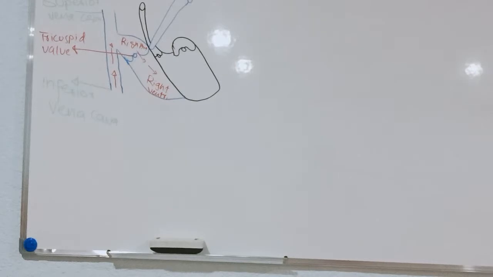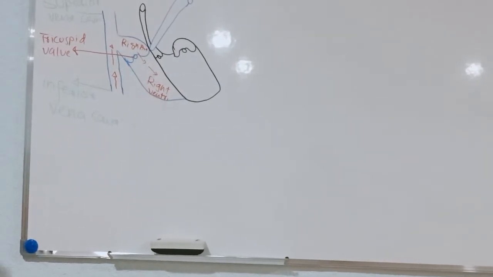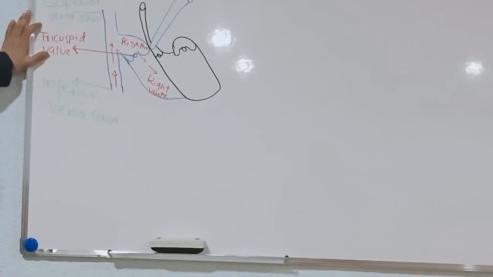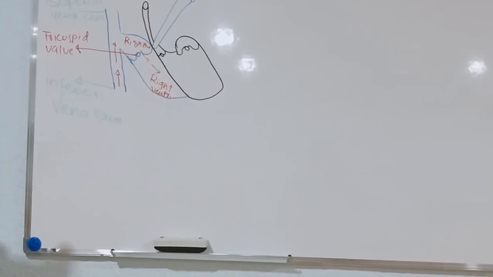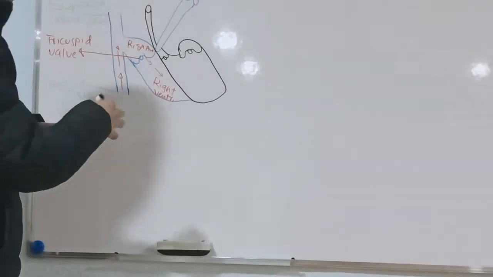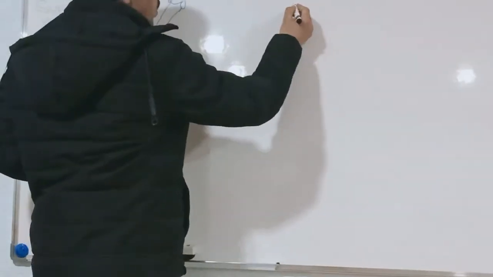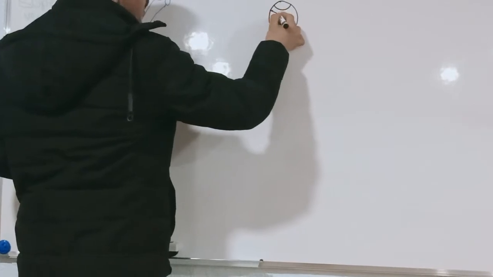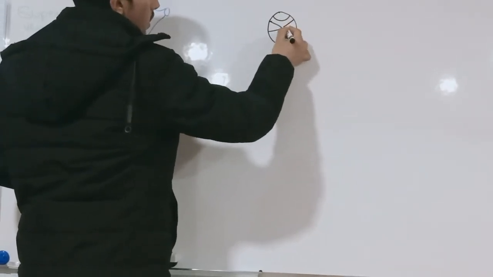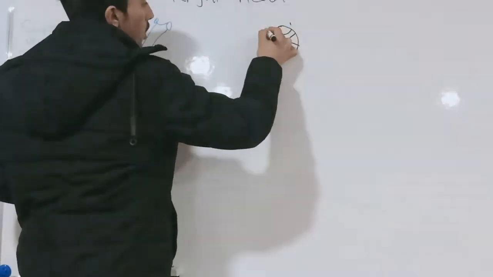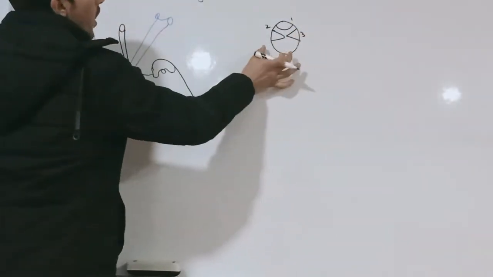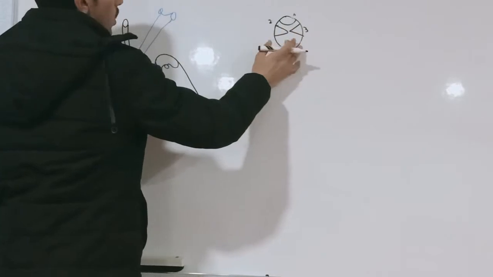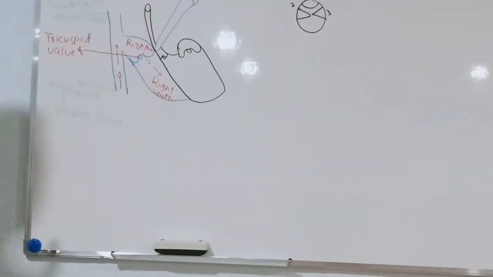Why is the tricuspid valve called tricuspid? Because it has three cusps. It has three leaflets. If we see the structure of the tricuspid valve, it is like that: the first cusp, the second cusp, and the third one. One, two, three. So it has three cusps or three leaflets, and that's why it is called tricuspid.